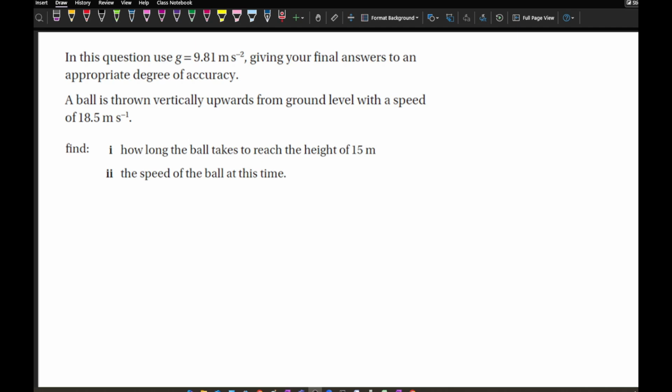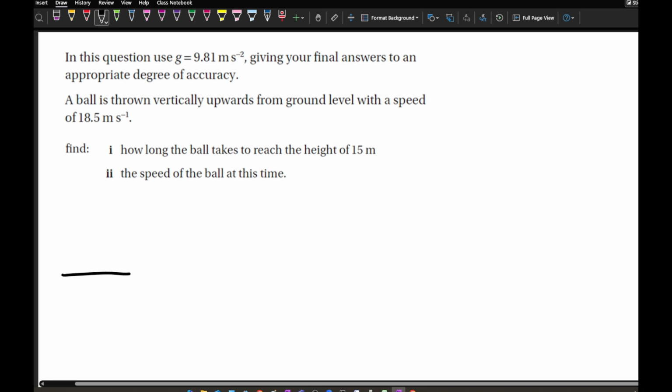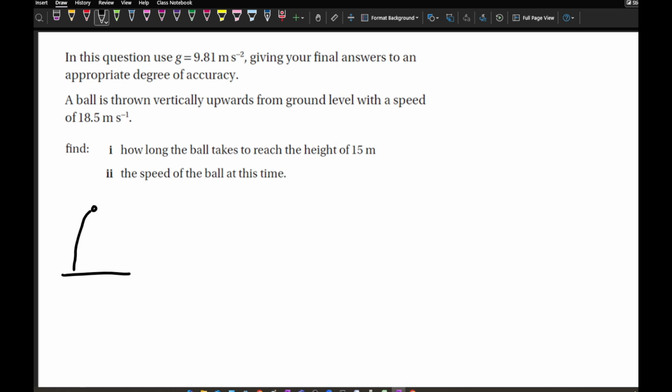Now for the next example, it says in this question use G equals 9.81 meters per second squared, giving your answer to an appropriate degree of accuracy. A ball is thrown vertically upwards from the ground level with a speed of 18.5 meters per second. Part 1 asks how long the ball takes to reach the height of 15 meters, and part 2 asks for the speed of the ball at this time. So let's have a look at what this scenario looks like. Here we have the ground, and the ball is being thrown up, and it's then coming down.